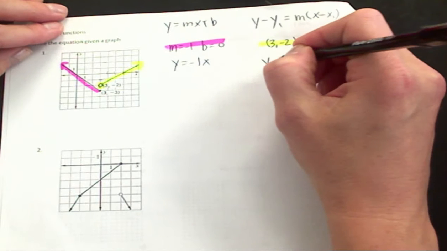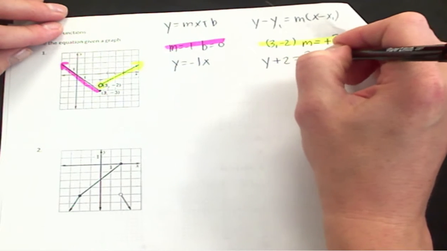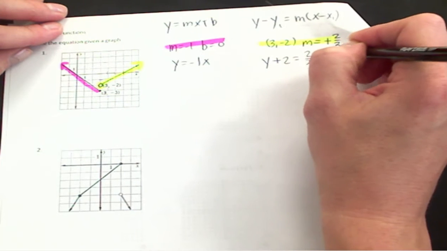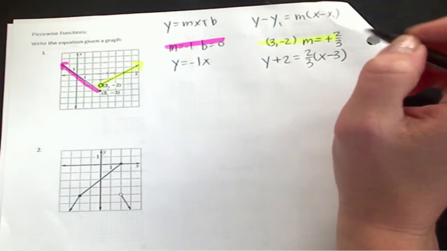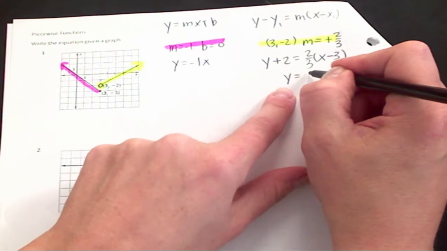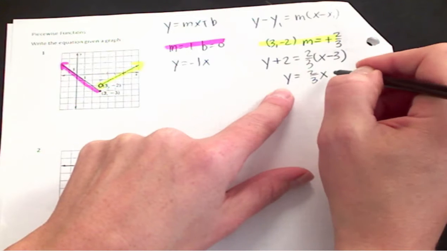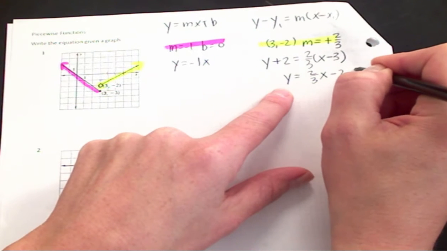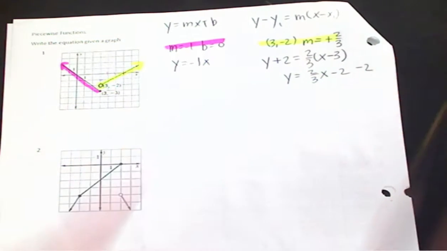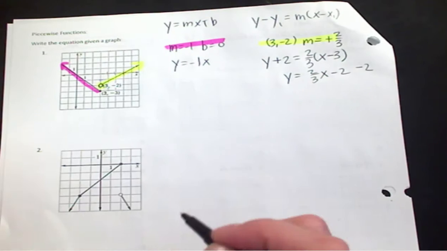Okay, y minus y1, slope x minus x1. Now I am going to solve for y. 2/3 x minus 2 minus, right? And I'm subtracting that 2 over. Okay, how do you write that as a piecewise?